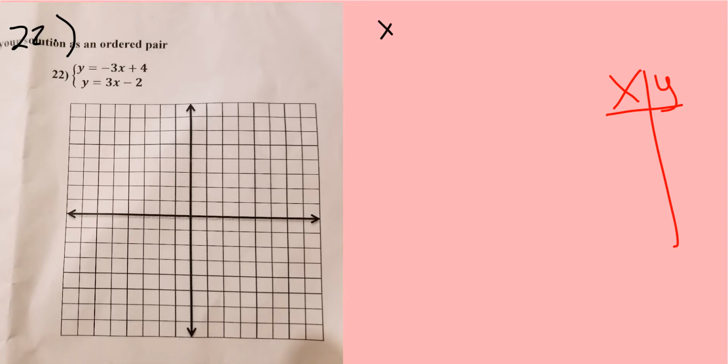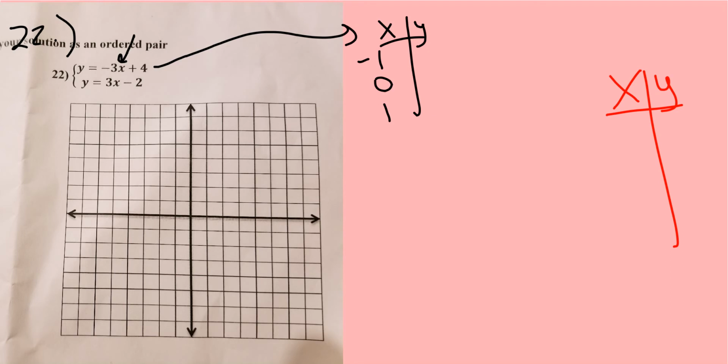Alright, number 22, we're going to do the same thing. I'm going to have two XY charts. So the black one is going to be for the top line. I'm going to pick negative 1, 0, 1 for x, which I plug in right there. Say y equals negative 3. Instead of x, I'm going to put negative 1 plus 4. Negative times a negative is positive, so I get 3 plus 4, which is 7.